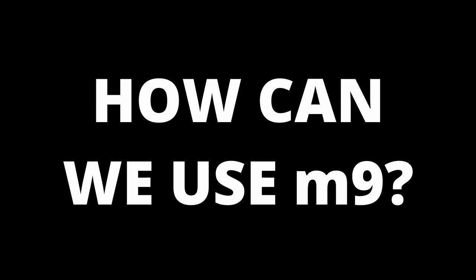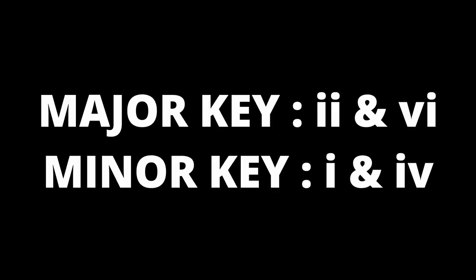How can we use the minor ninth chords? Generally speaking, you can use the minor ninth as a simple replacement for the minor seventh chords in a progression. In a major key, this has no problems on chords 2 and 6, and in a minor key, it would be chords 1 and 4. Where issues arise is on chord 5 in a minor key.